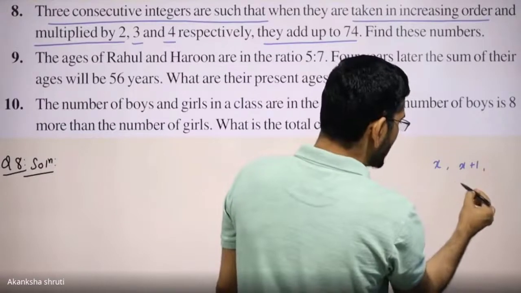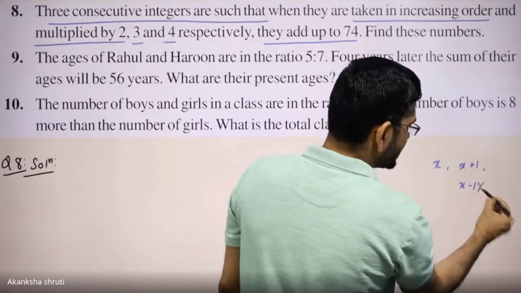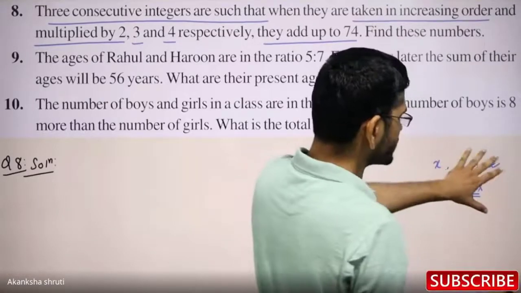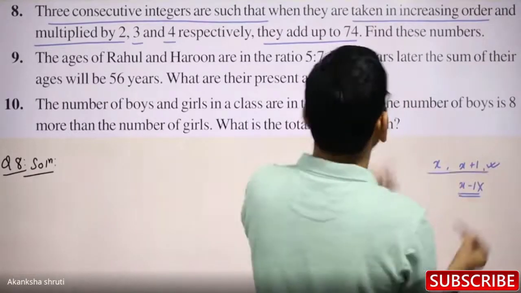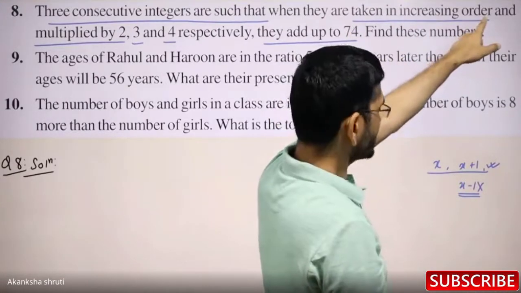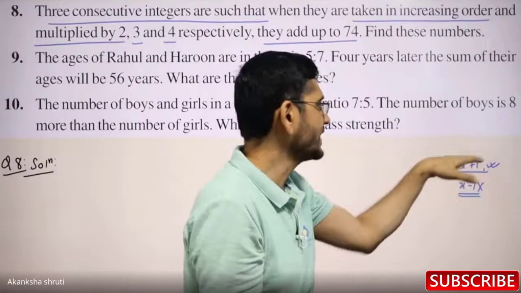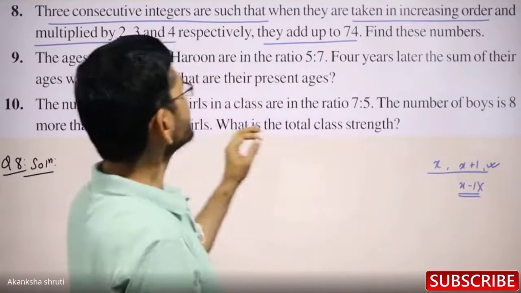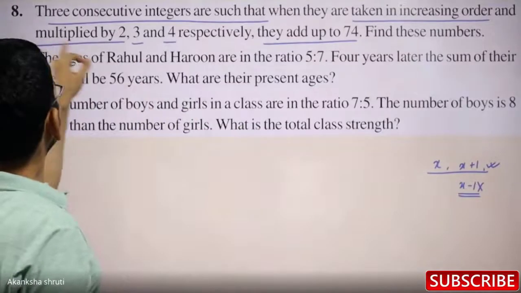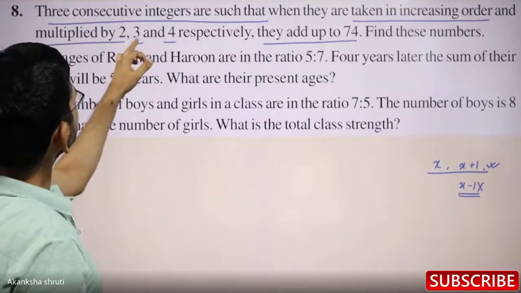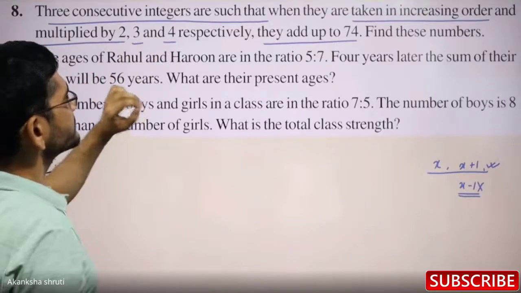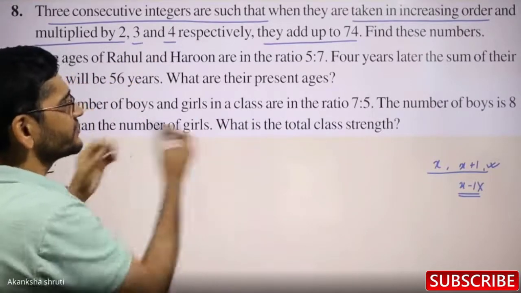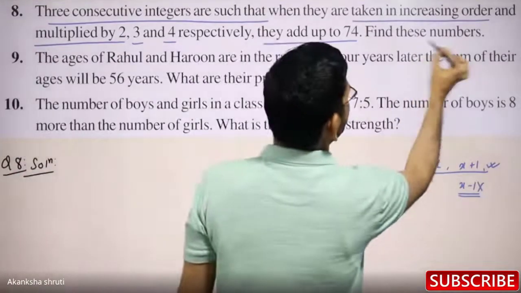It cannot be x minus 1. This is the decreasing order. This is the increasing order. So we need to take it in increasing order. So the words taken in increasing order have significance. The next integer will be bigger. But here it is given that multiplied by 2, 3 and 4. So read carefully, then apply the condition, frame the equation. So we have to find these integers.